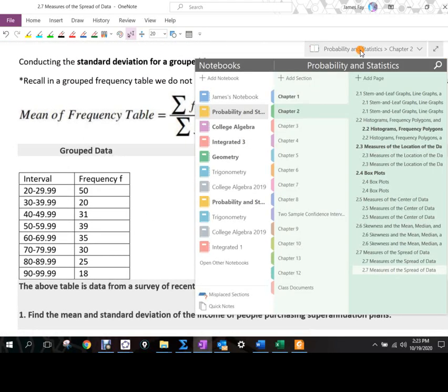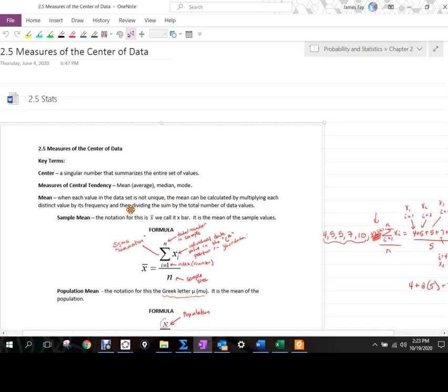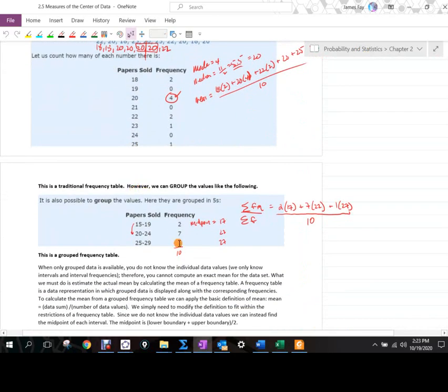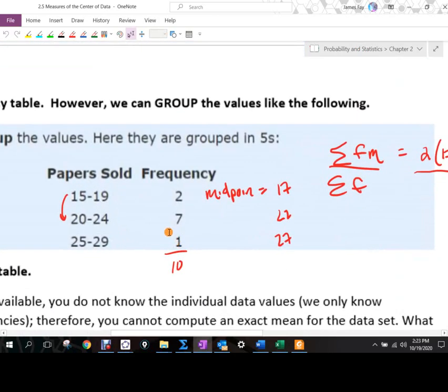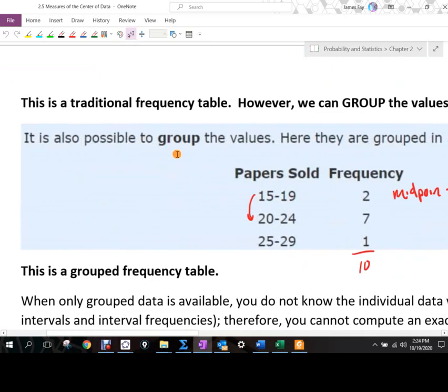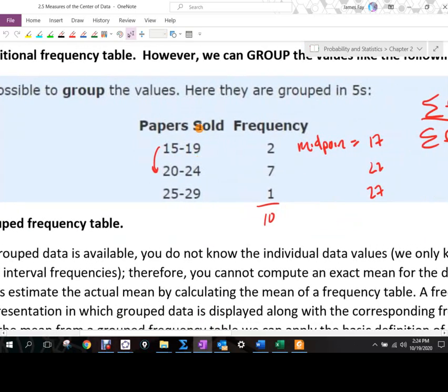If you guys remember back to centers of data, we did this example where I sold 15 to 19 papers, and it happened twice, during I think a 10-day period. I had to go look at the scenario, but yes, it was a 10-day period. How many papers we sold? 15 to 19 papers happened twice.